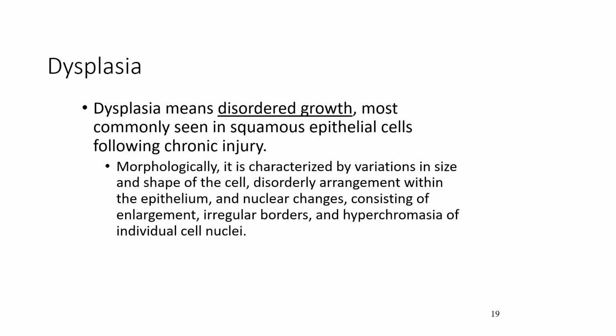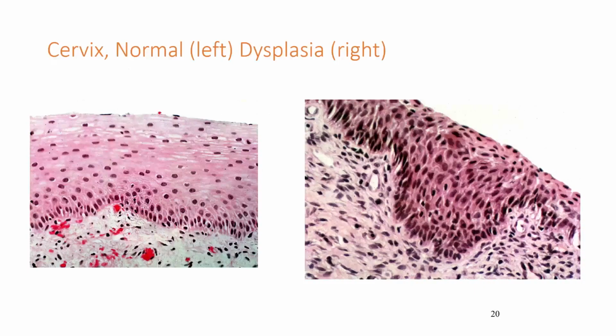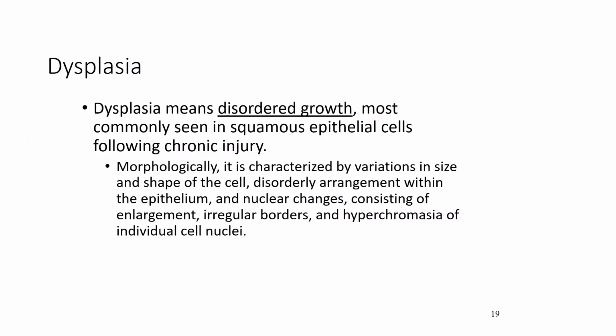Dysplasia means disordered growth, most commonly seen in squamous epithelial cells following chronic injury. Morphologically, it is characterized by variations in size and shape of the cell. So you're not just going to have a new cell type formed like you would in metaplasia. These cells are going to be various shapes and sizes.